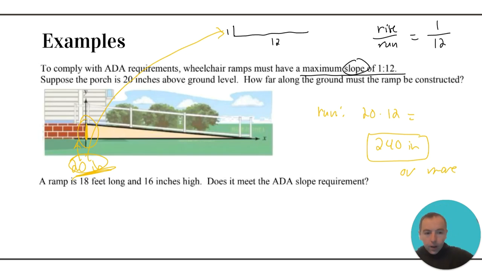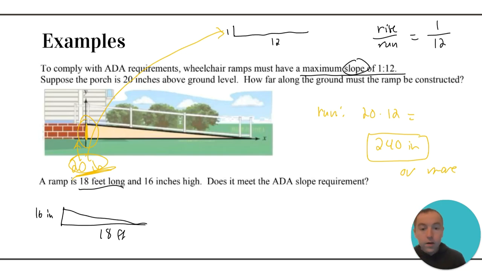And then at the bottom right there, it's just a second part, a little different question that says that a ramp is 18 feet long and 16 inches high. Does it meet the ADA slope requirements? So if we have a ramp that's 18 feet long and 16 inches high, it would look something like this, right? Now, to be able to find the actual slope here, we would need to divide the rise and the run in this order, okay?